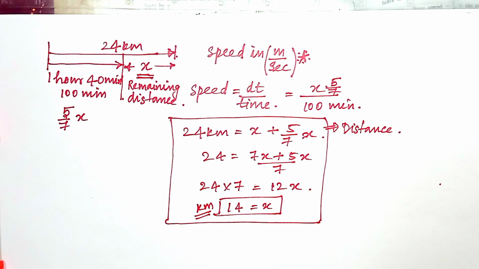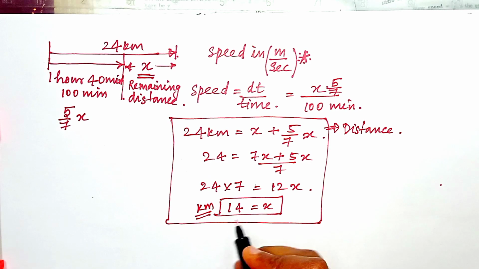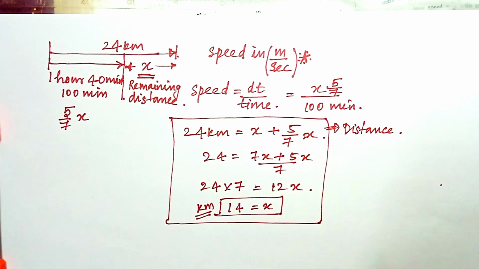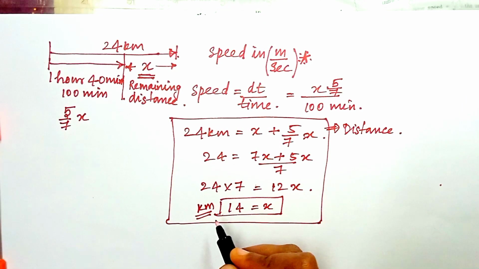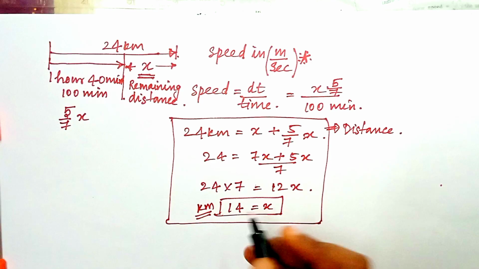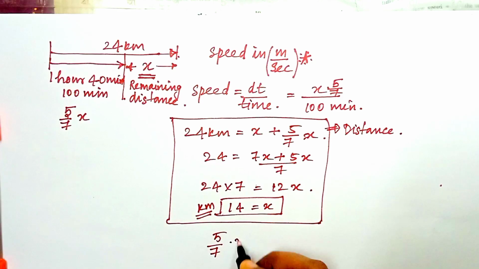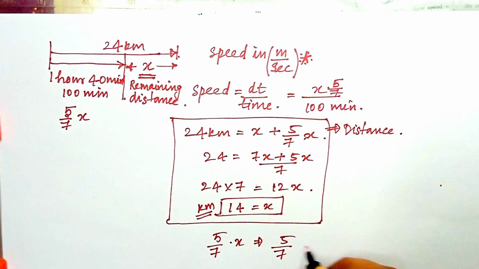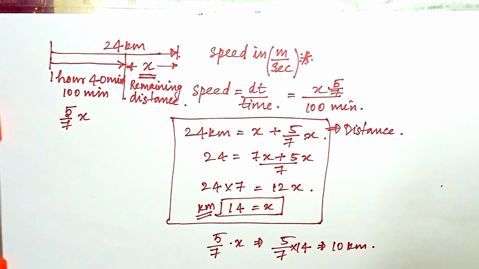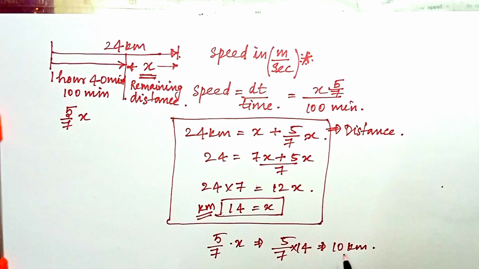So the question says they need speed, right? Now that we know that this is 14 kilometer, we can find what is the distance covered, that is 5 by 7 of x, which is 5 by 7 of 14 kilometer, 10 kilometer. So distance covered by him is 10 kilometer. Now we know how much distance he covered, we know what the time is, so it is time to find the speed.